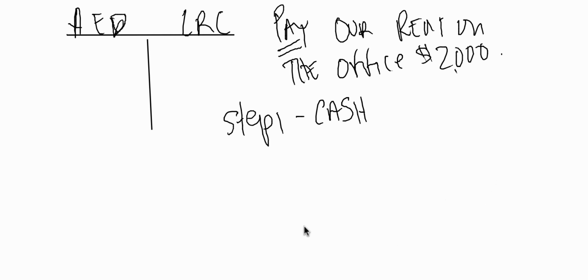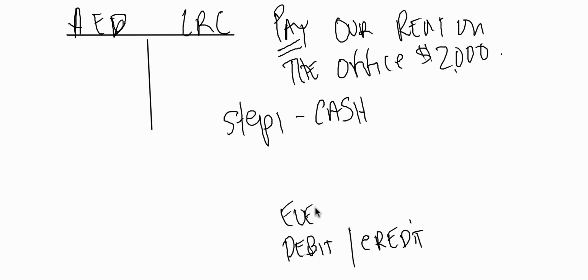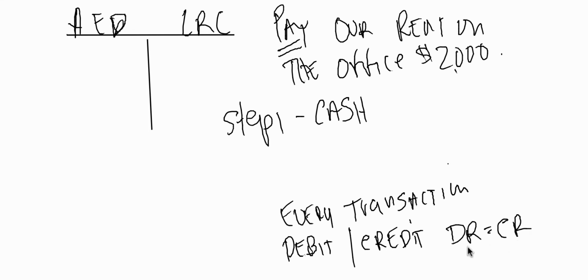Also remember that for every transaction I need a debit and I need a credit. This is every transaction. No exceptions. Every transaction I need a debit and a credit. I also need them to balance. Debits equal credits for every transaction. So not only do I need a debit and a credit, I need them to equal. And I mean equal. Whether it's $100 debit, I've got to have $100 worth of credits.